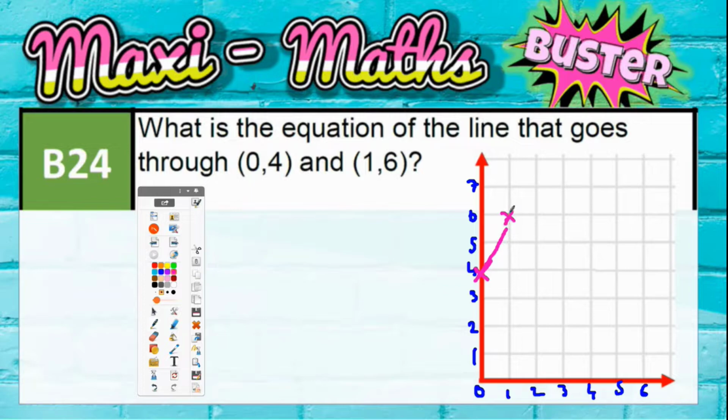So this is the line that we are talking about. As you can see, it's going across 1, up 2. So you could actually draw more of the line in. So across 1, up 2, it would continue on up there. And what is the equation of that line?